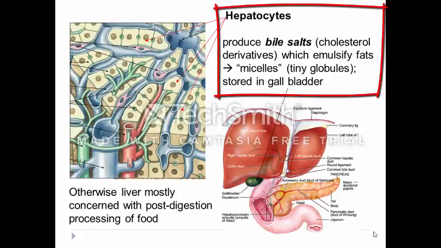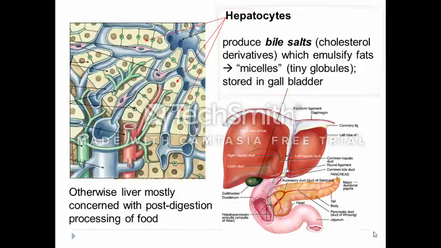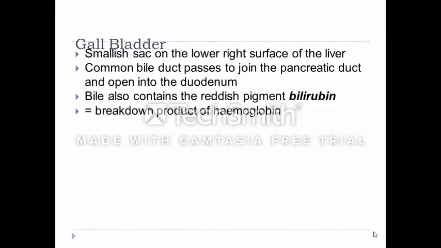Hepatocytes produce bile salts, which are alkaline cholesterol derivatives with a detergent-like action that helps to emulsify insoluble fats and chyme into small globules or micelles, which are available then for digestion. Bile is concentrated and stored in the gallbladder. The gallbladder itself is a smallish sac on the lower right surface of the liver, from where the common bile duct passes to join the pancreatic duct and open into the duodenum.